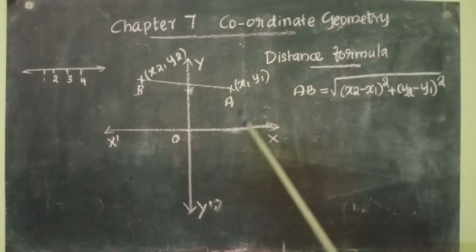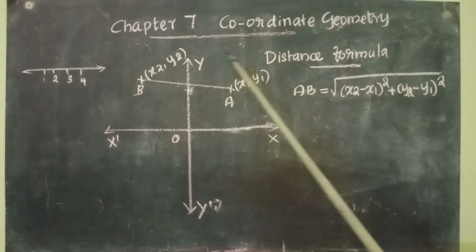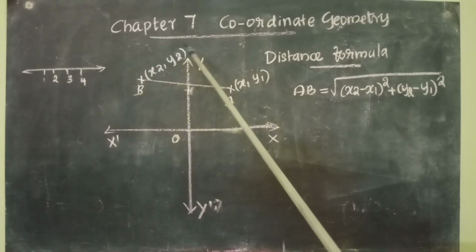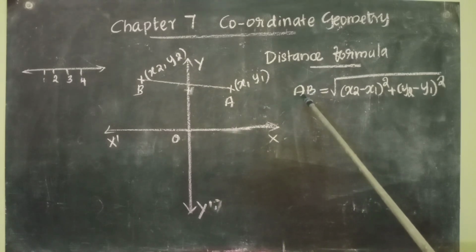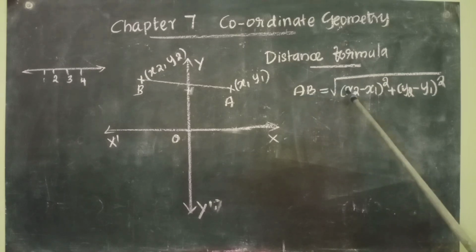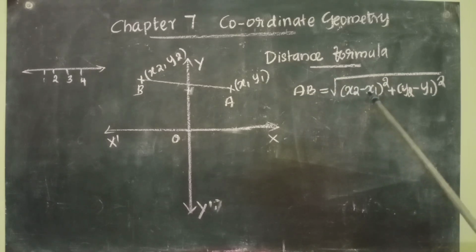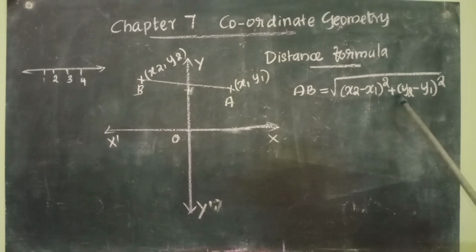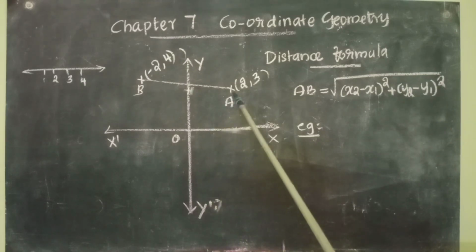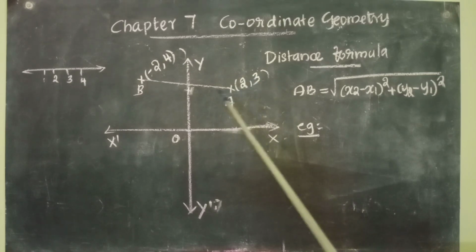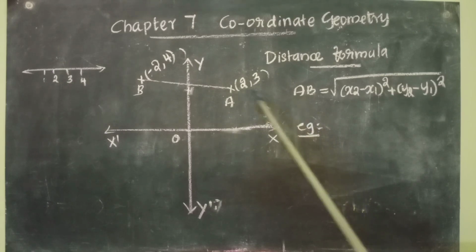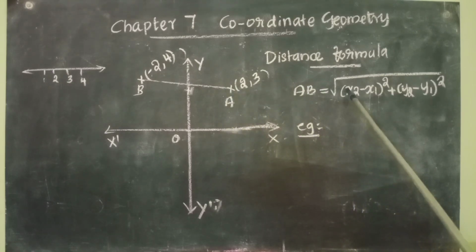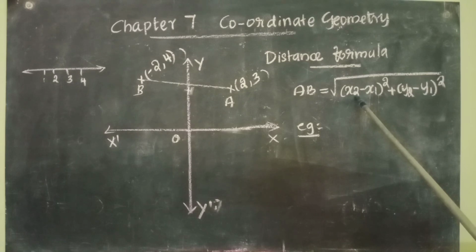Distance formula is: if A (x1, y1) and B (x2, y2) are 2 points on the Cartesian plane, the distance between A and B, that is AB, equals square root of (x2 minus x1) whole square plus (y2 minus y1) whole square. For example, suppose A is the point (2, 3) and B is the point (minus 2, 4). How can we find out the distance between A and B? By using our distance formula.